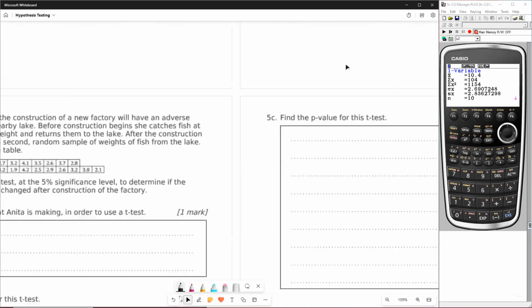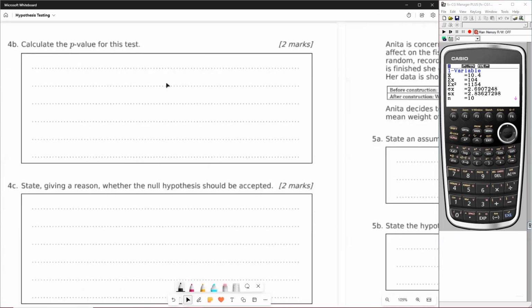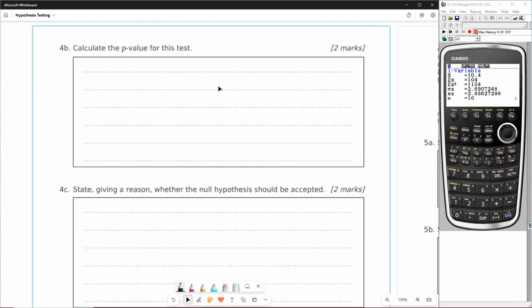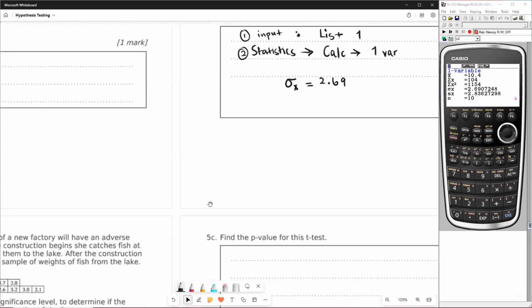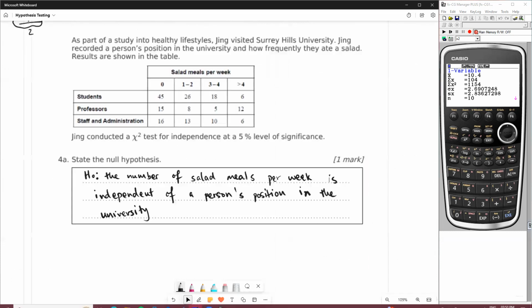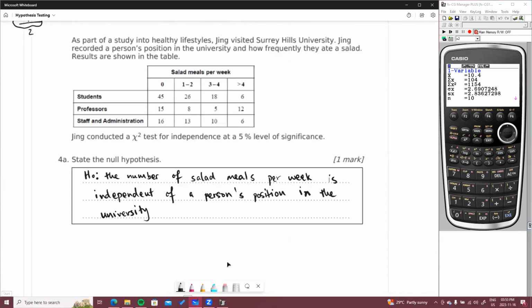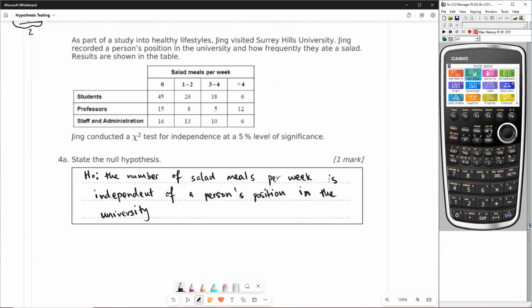Okay, let's go to the next question. 4B says calculate the p-value for this test. The data that we were given in this test was in the form of a table, a two-way table. So in order to capture this data, we're going to have to use a matrix. So what you would do is you go to your run matrix or your normal calculator page. There's going to be an option for MAT, VCT, vectors, matrices. That's the option that you pick.